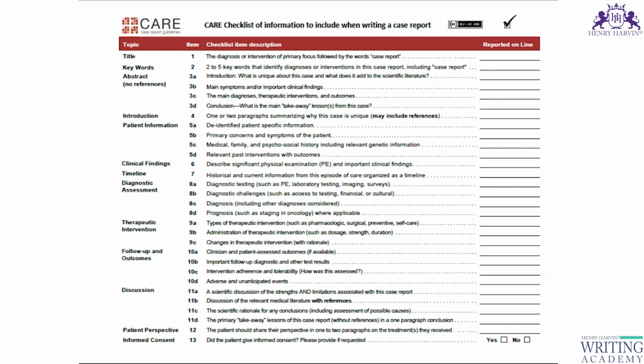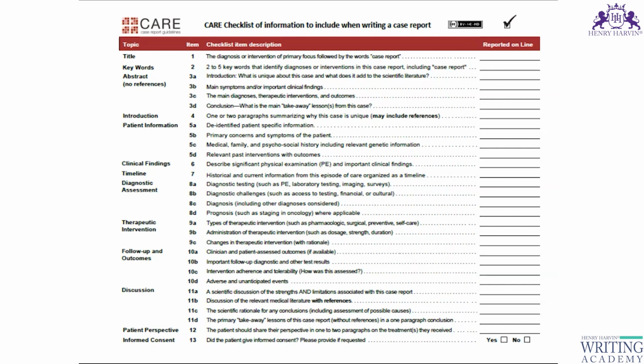The next is adverse and unanticipated events. While the patient is undergoing the treatment, if they suffer from any adverse or unanticipated event which was not known, these events can also occur in relation to the drugs which are administered to the patient, so that can be written.